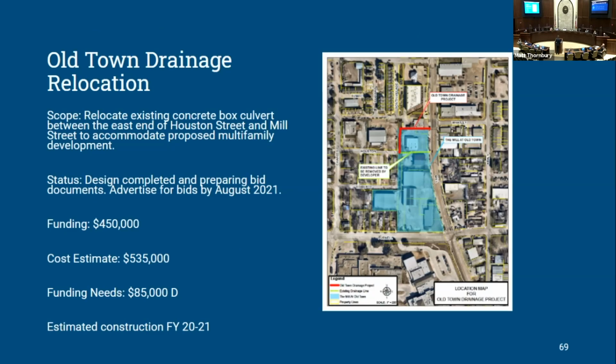Now we're getting into our utility and drainage projects. The first is a drainage project. It's a relatively small project. This Old Town drainage relocation is basically taking a box culvert near the northwest corner of Purnell and Mill Street, and we're routing it around the perimeter of the property. This is a property that's proposed for a multifamily development. And so in order for that to happen, this drainage conduit needs to be moved. The existing one is shown in green and the new alignment is the red.